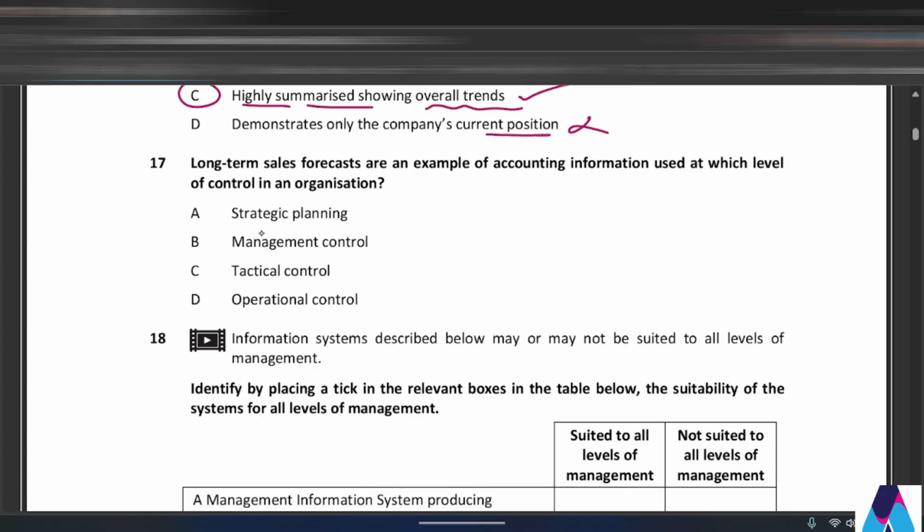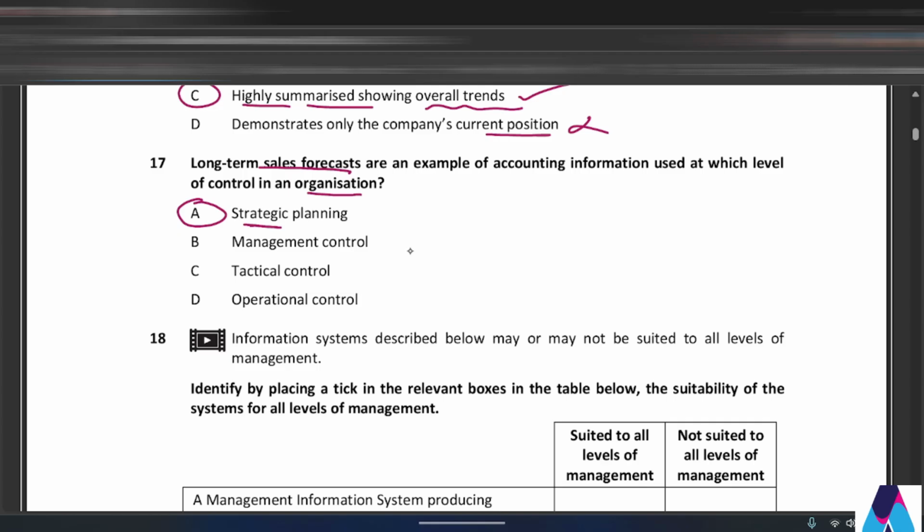Question number 17 says long-term sales forecasts are an example of accounting information used at which level of control in an organization. Long-term sales forecast. So you know that if it's long-term, then it's obviously strategic, right? Because the strategic level, the senior management level, the board level, they are the ones that look at the long-term game, right?